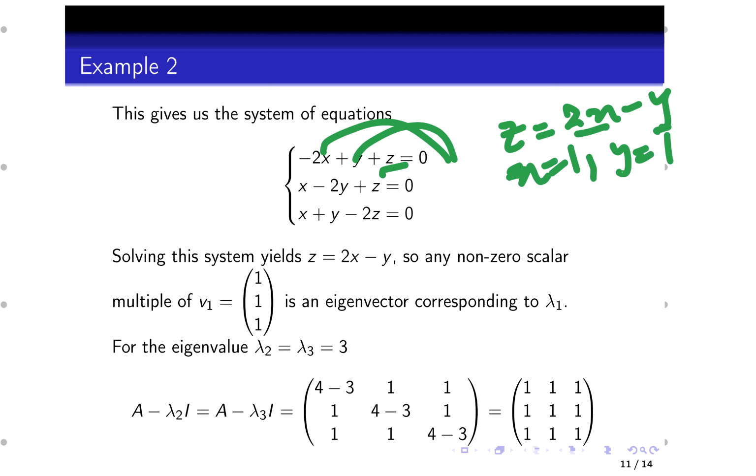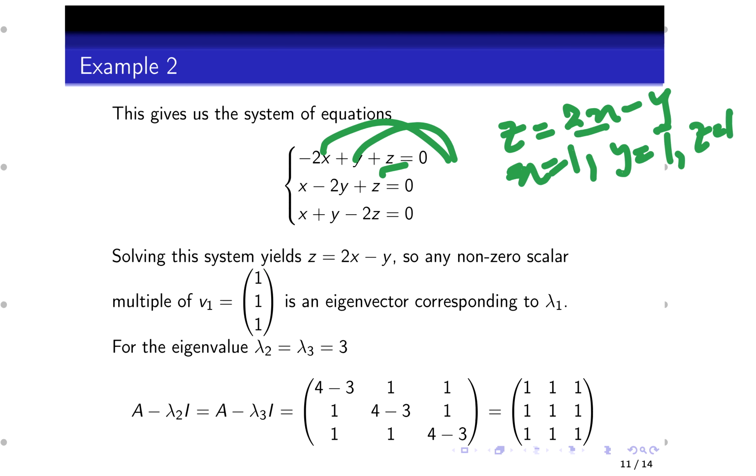So any non-zero scalar multiple of v1 is an eigenvector corresponding to lambda 1. So it means if you take 2, 2, 2, 3, 3, 3, 4, 4, 4, minus 4, minus 4, minus 4, any scalar multiple of this is an eigenvector, of course, of that matrix.